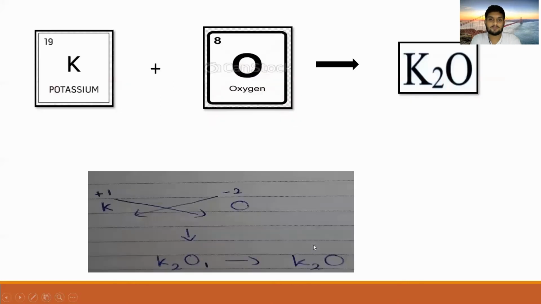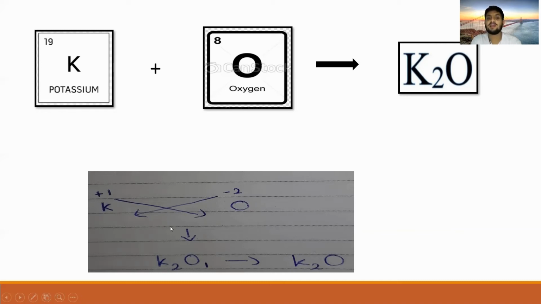All right, so we go to another example. In this example, we are trying to react potassium and oxygen. Potassium, again, is in the first group, so it will have a valency of +1, whereas oxygen is in the 6th group, so it will have a valency of -2. So we will carry out the same procedure.